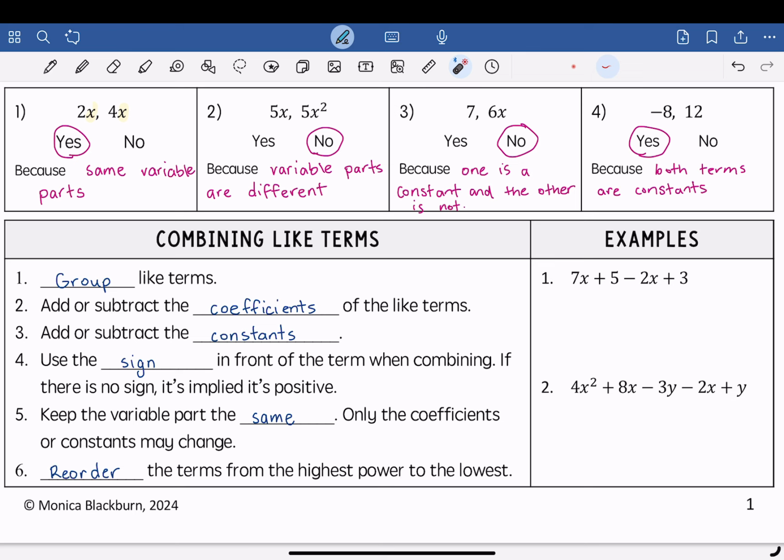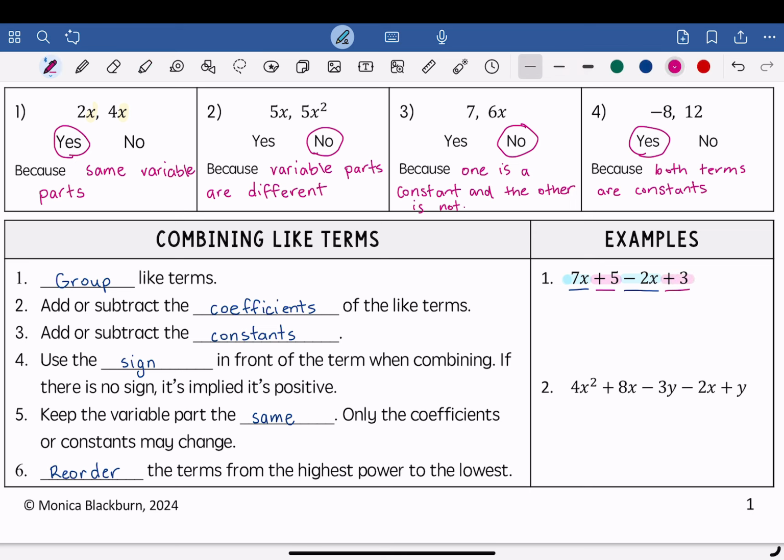Step 5, keep the variable parts the same. Only the coefficients or constants may change. Step 6, reorder the terms from the highest power to the lowest. So let's look and complete an example to the right. We'll do question 1 following the steps on the left. So group like terms. Here we have 7x and we have negative 2x. So these are like terms, and then we have two constants, positive 5 and positive 3. I'll highlight 7x, negative 2x, positive 5, and positive 3.